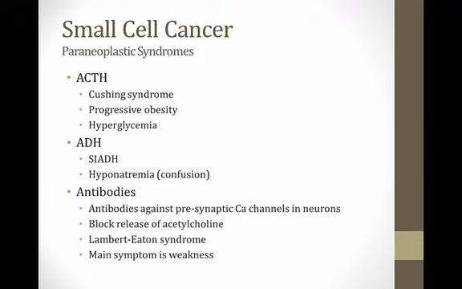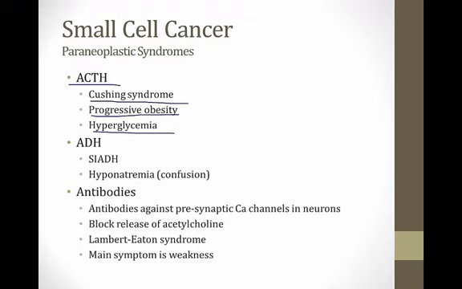There are three paraneoplastic syndromes that occur in small cell cancer, and they all start with the letter A. So the first one is ACTH. These tumors can secrete ACTH, which will stimulate cortisol production, and this will lead to the Cushing syndrome. So the cortisol production will lead to progressive obesity, and this will cause hyperglycemia.